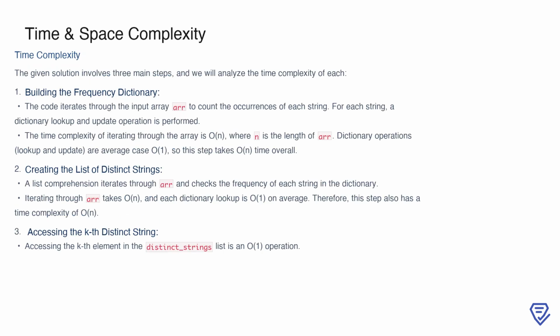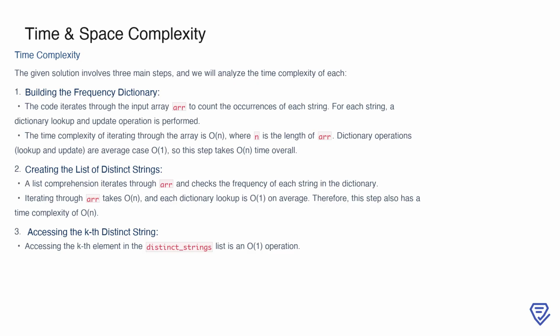Here, we analyze the time complexity of the solution by breaking it into 3 main steps. First, we build the frequency dictionary by iterating through the input array. For each string, we perform a dictionary lookup and update, both of which are O(1) operations on average. Since we process every string in the array, this step as a whole takes O(n) time, where n is the length of the array.